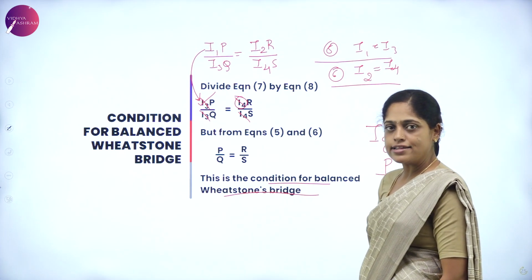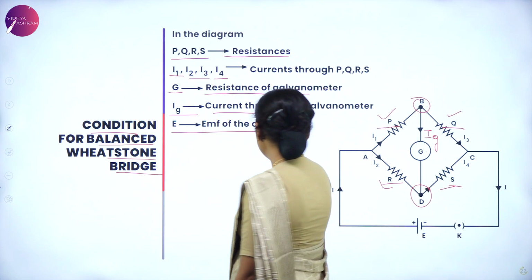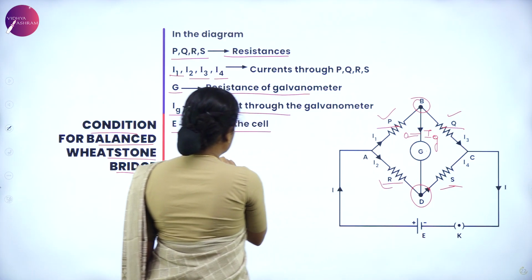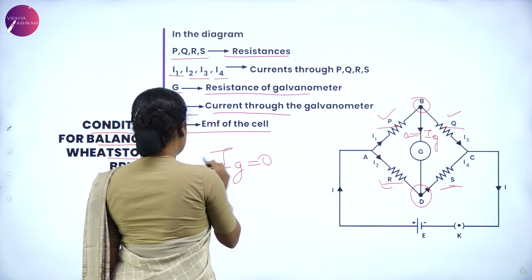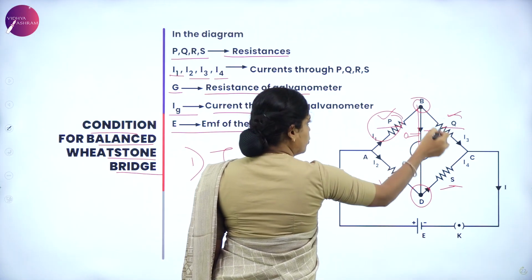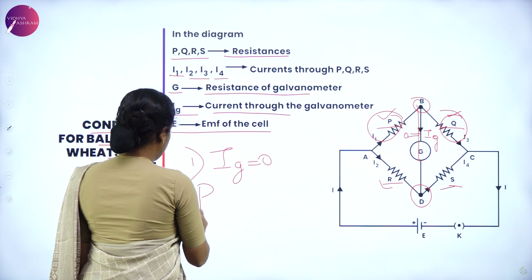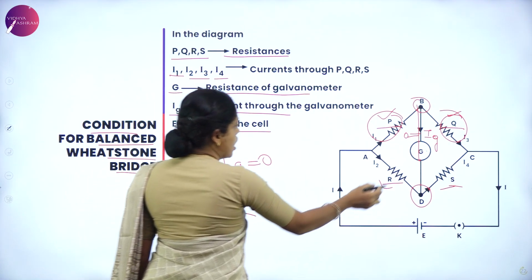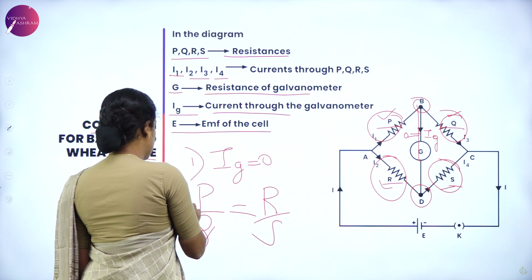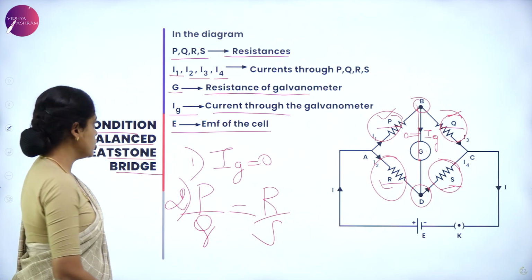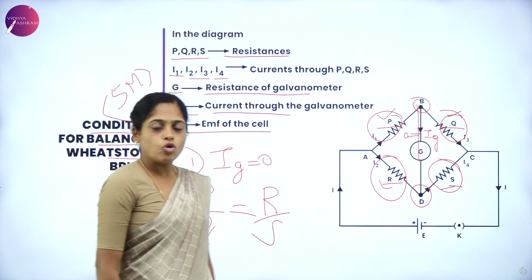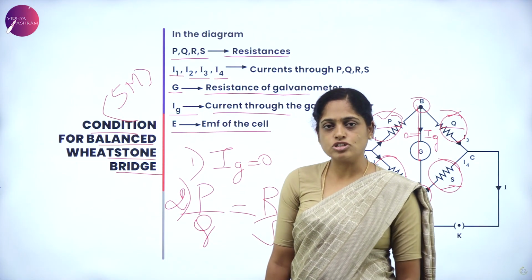Observe the picture and understand the condition. When Ig is equal to 0, that is the first condition, P by Q is equal to R by S. This is the balancing condition for the Wheatstone bridge, which is a very important 5-mark question. The question is, obtain the balance condition for the Wheatstone network.